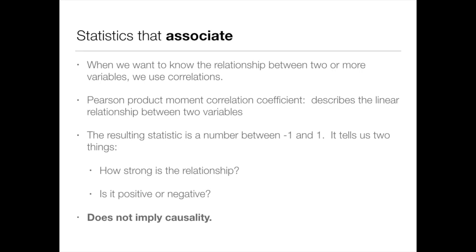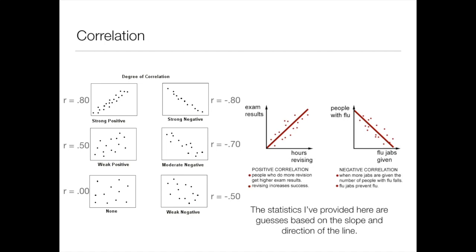It also tells us, is the relationship positive or negative? Positive would indicate that the two variables move up together or down together. A negative relationship would mean that they move in opposite directions. Let me give you some examples. You see here that I've put some examples up.